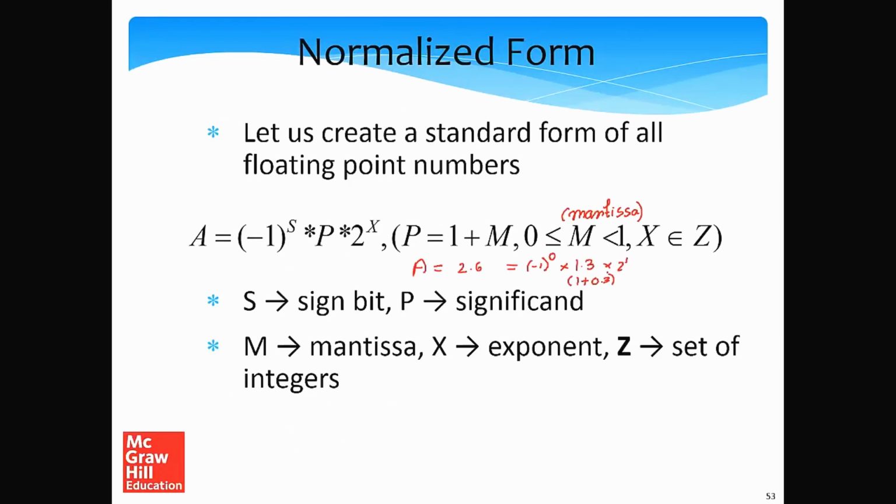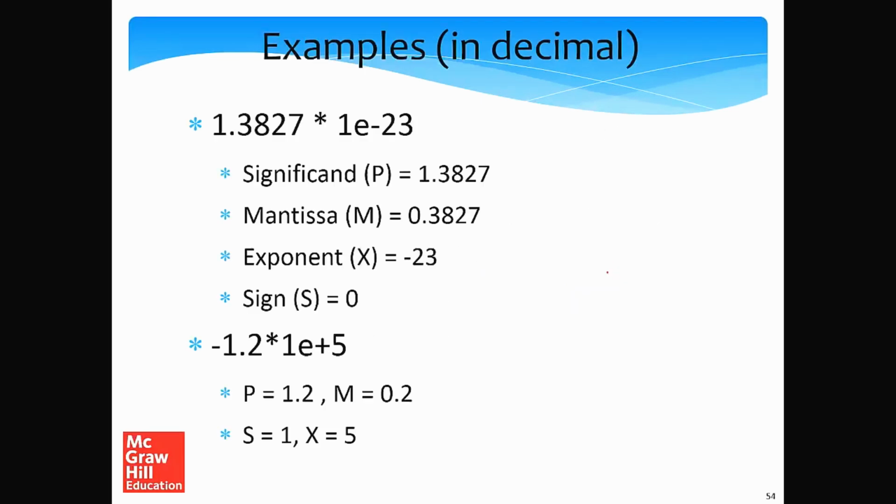So this is also called the normal form or the normalized form. So let's see some examples, at least in decimal. We'll go to binary later. So 1.387 times 10 to the power minus 23. So the significand is 1.387, the mantissa is 0.387. Since we consider decimal, instead of base 2 it's base 10, so the exponent is minus 23 and the sign bit is 0.